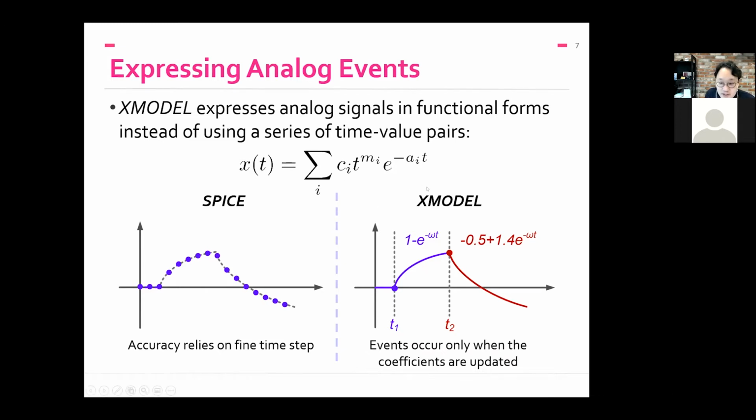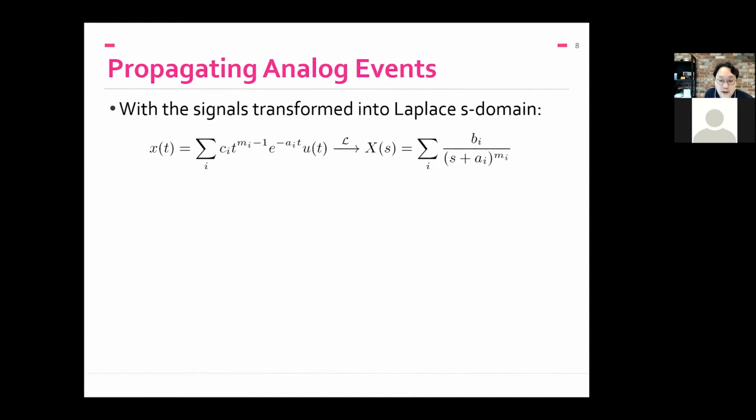And this expression here looks a little bit complicated. It's basically a sum of exponential functions with an optional t to the m factor. And some of you may recognize that, hey, this is the general expression for the solution of a linear dynamical system. Yes, it is. And it turns out, if you use this expression, you can easily translate that into a Laplace domain, which always takes this partial fraction expansion form.